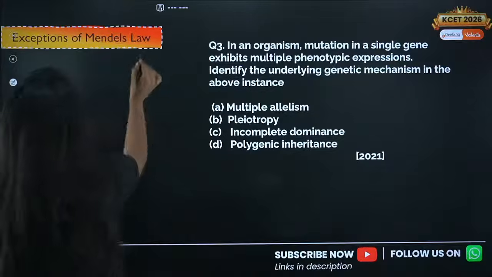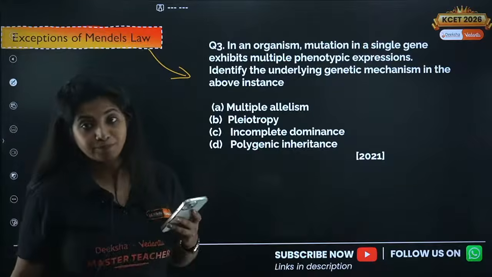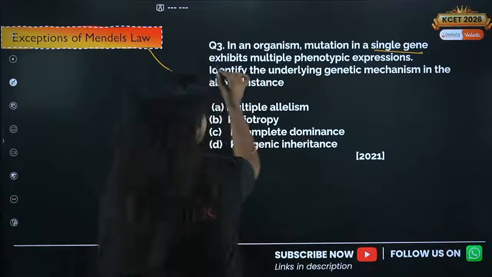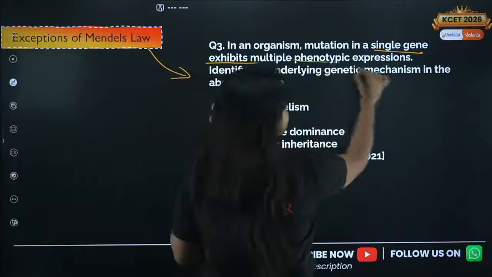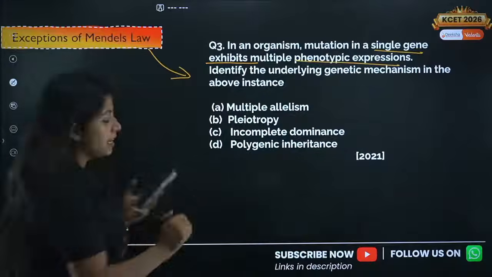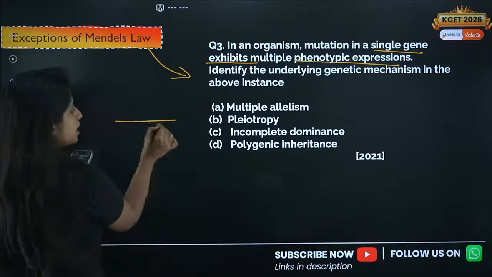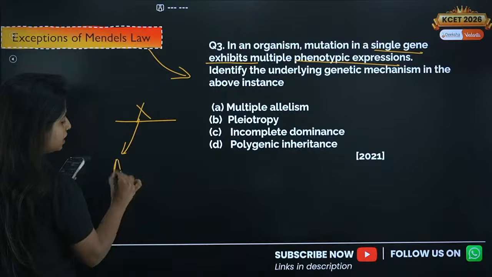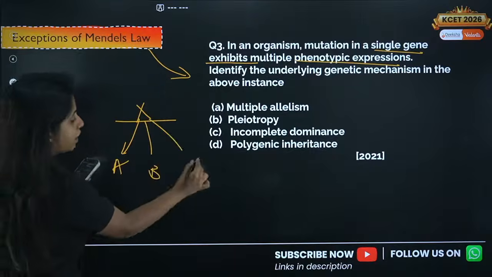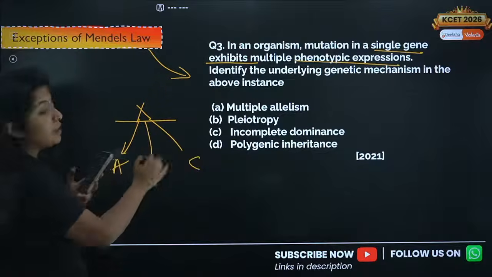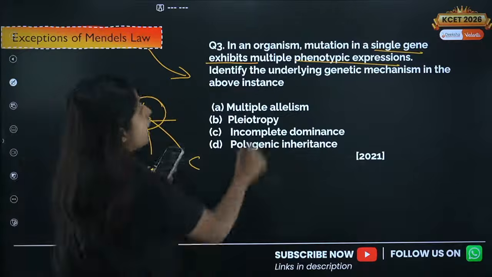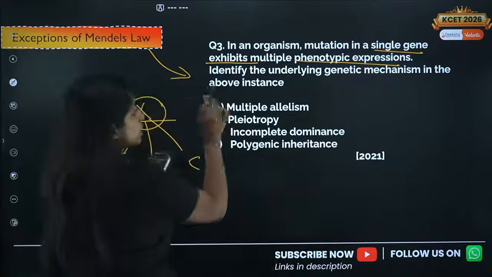Okay, next question. It's from exceptions of Mendel's law. Think about it. In an organism, mutation in a single gene exhibits multiple phenotypic expressions. That means basically a single gene, suppose it has some mutation in it, is going to hamper this particular character, and also this character. Multiple characters are being affected because of this one particular gene being affected. Identify the underlying genetic mechanism in the above instance.